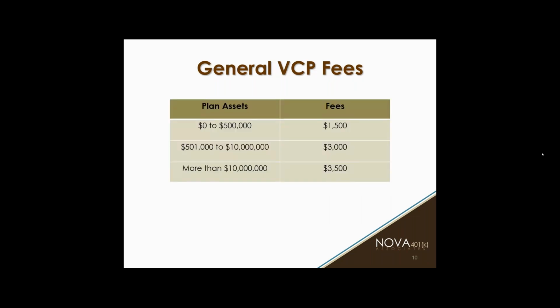So the filing fee, if you had to do a VCP filing with the IRS to fix a problem, is based on how much money is in your plan. For those under 500,000, it's a $1,500 filing fee plus Nova's cost to actually prepare the filing, and then plans between 500,000 and 10 million are $3,000, and then the very large plans are $3,500.